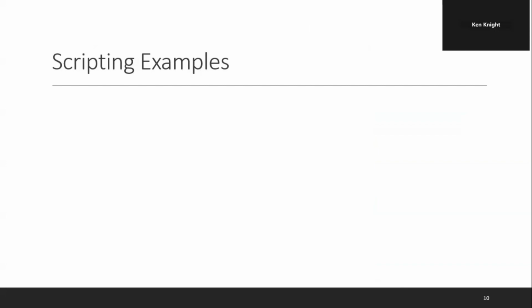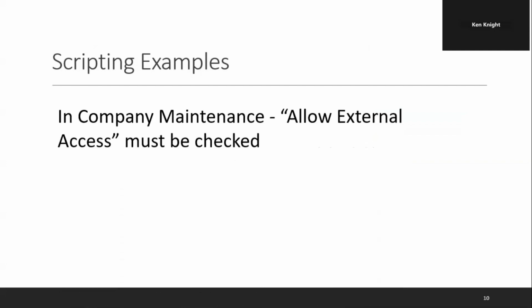So let's go through some scripting examples. But before I do that, I want to mention many times I'll have people say, oh my gosh, I've got a script, but it just plain doesn't work. No matter what I do, it won't work. Well, in company maintenance, there's a checkbox called Allow External Access. If this box is not checked, your script won't fire no matter what you do, because those scripts are firing outside of the business object. If this box isn't checked, scripts don't work. And I'll show you that here in a moment.